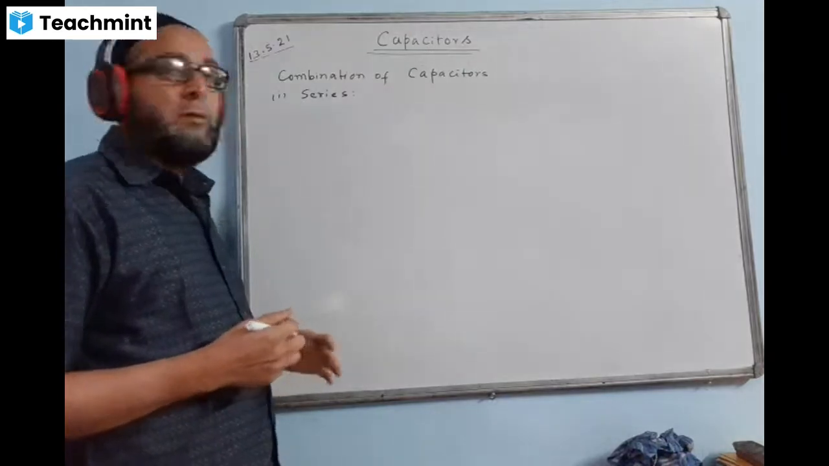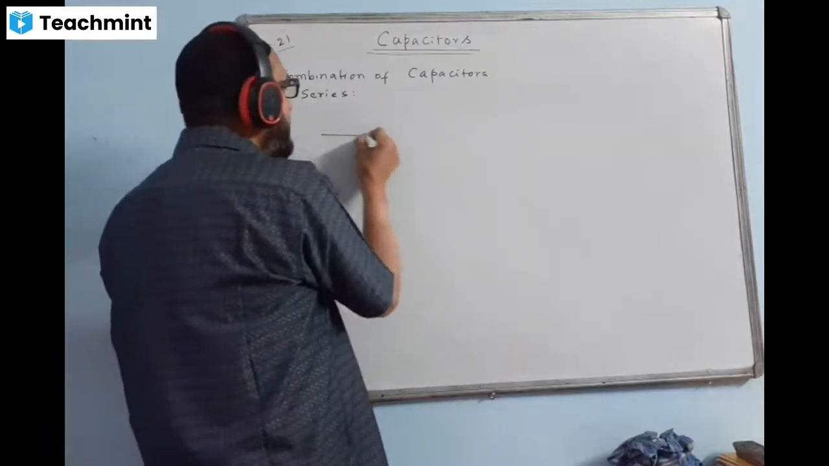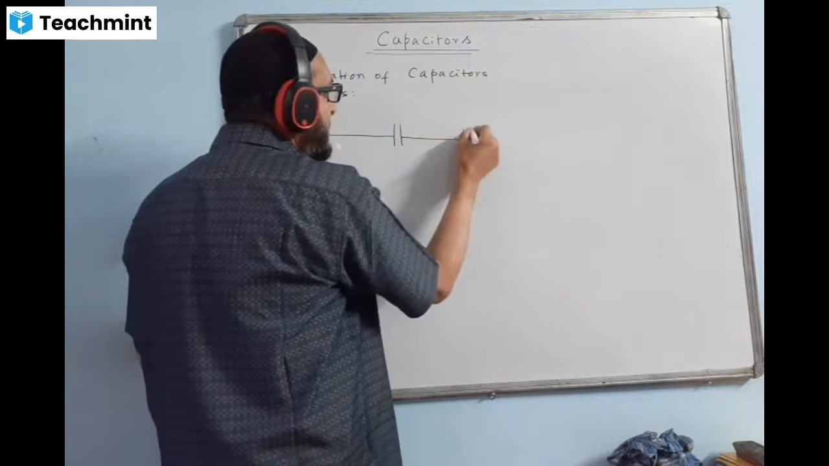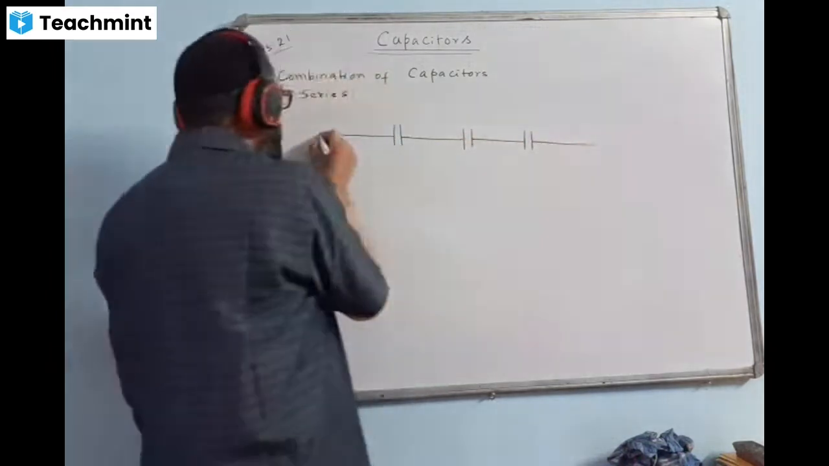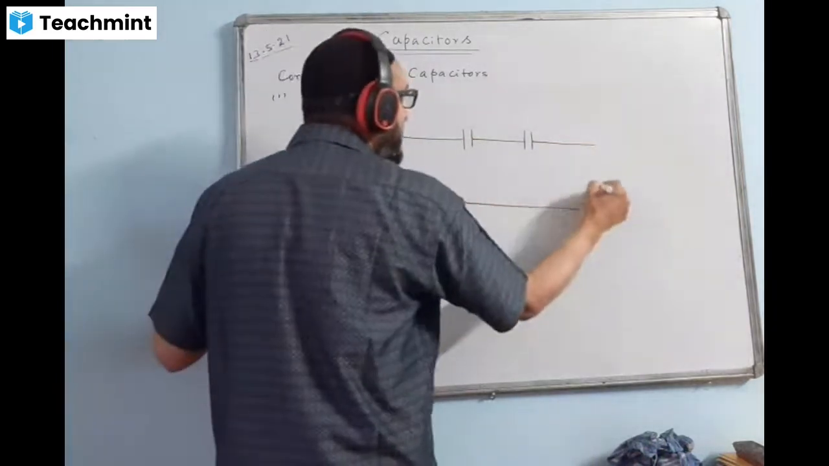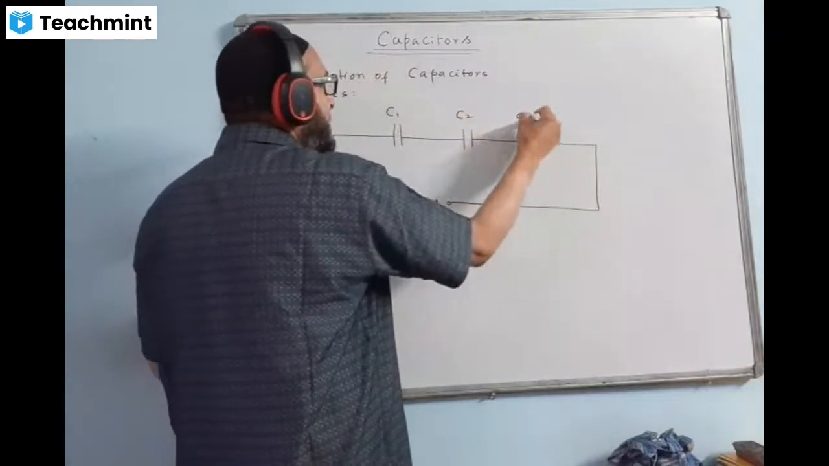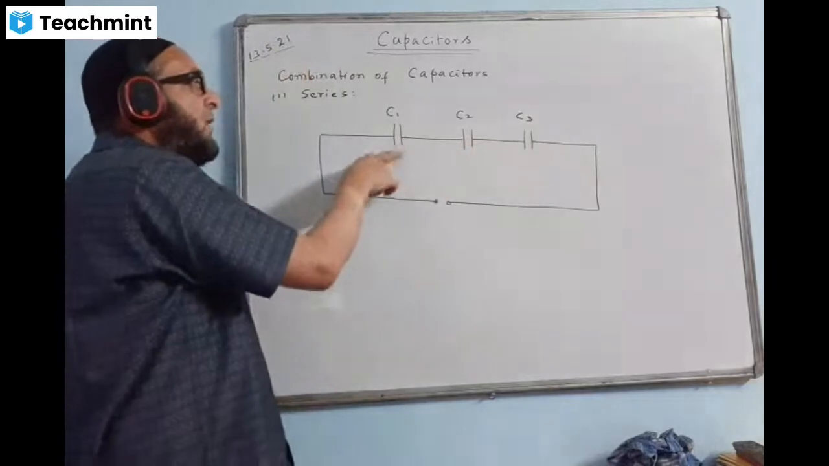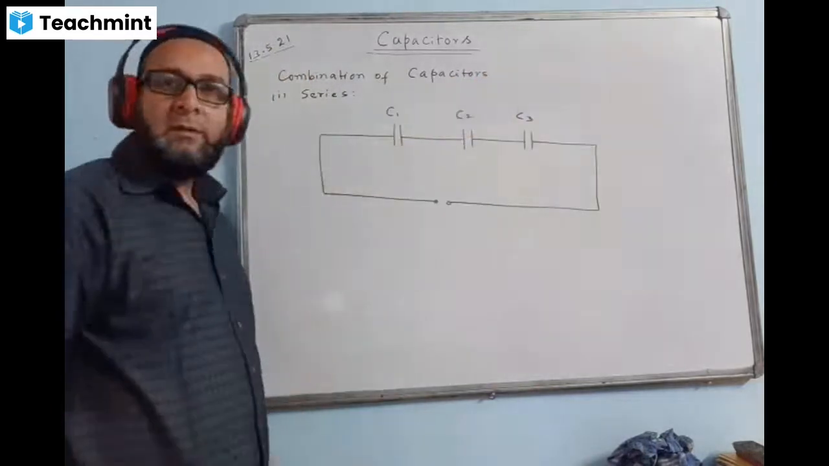I'll show what is series combination and how we find the expression of the total or equivalent capacitance. So I draw the capacitors in series first, like this. We are showing 3 just now, but there can be many more like this. I label them C1, C2, C3. These are the capacitors with the capacitance values C1, C2, C3, and so on.